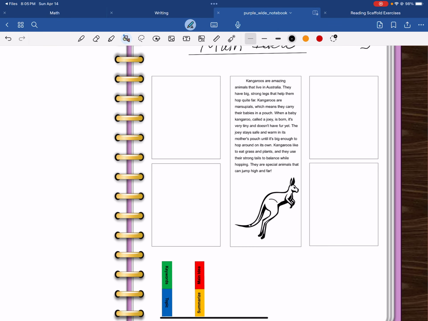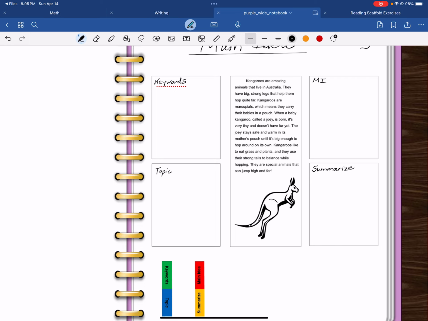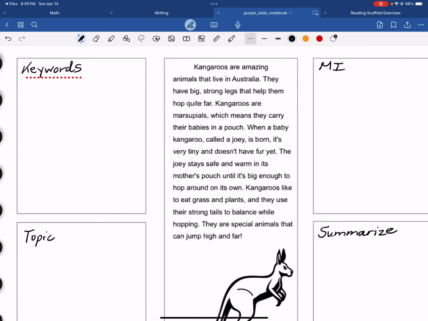So if you open these doors up, we can see that this one is reserved for keywords. The topic is under there. This is main idea. And then this is a summary of the passage in my own words. So I think going from least difficult to most difficult probably goes this way and then back this way. So keywords will be the easiest and summary will be the hardest. So let's read the passage.